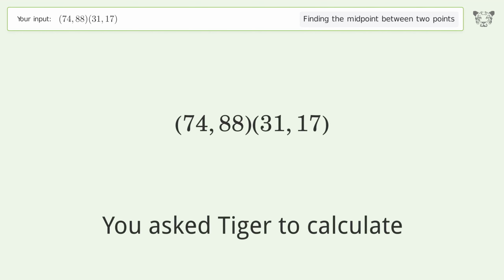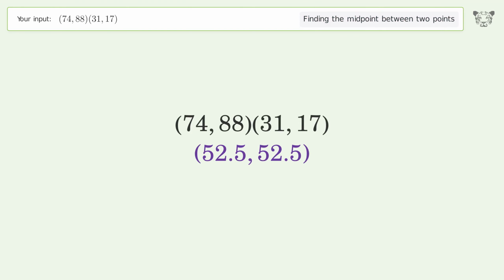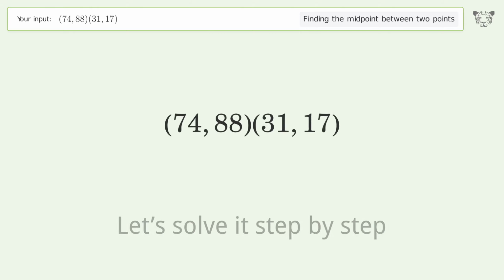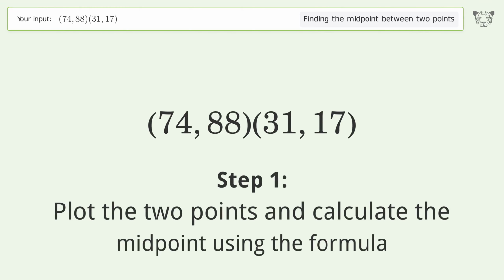You ask Tiger to calculate. This deals with finding the midpoint between 2 points. The midpoint between the 2 points is 52.5, 52.5. Let's solve it step by step. Plot the 2 points and calculate the midpoint using the formula.